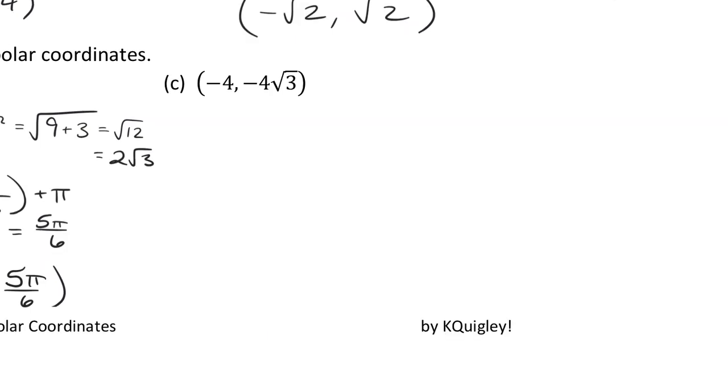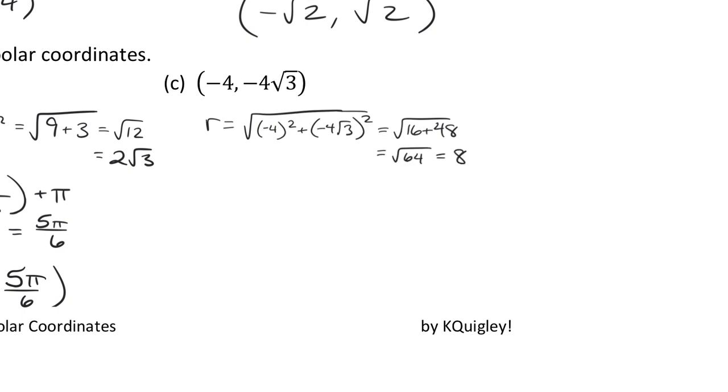For this last one, if we're finding r, we use Pythagorean theorem. This is negative 4 squared plus negative 4 square root 3 squared. So the first one, pretty obvious, is 16. But when you're squaring a term that has both a rational and irrational part, you do them separately. So negative 4 squared is 16. Square root 3 squared is 3. So 16 times 3 is 48. When you add those two numbers together, you get 64, which is 8.